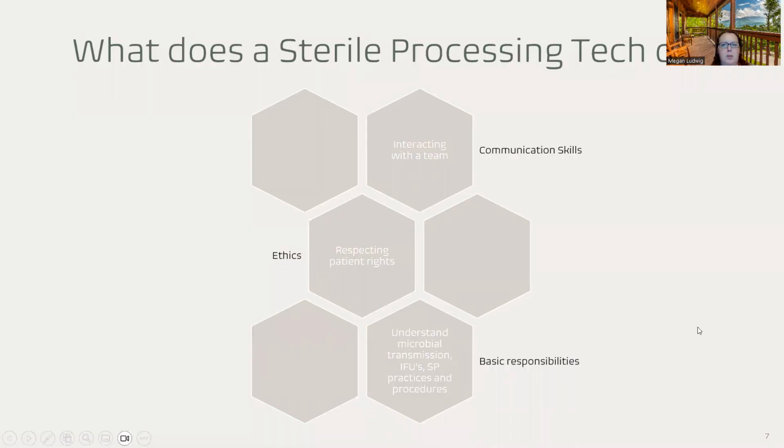So what does a sterile processing tech do? You probably have a little bit of an idea at this point, since some of you are choosing this as your career, okay? But there are other things that you may not necessarily think about. This one is probably the most common here under basic responsibilities. You have to understand microbial transmission. You have to understand how germs and bacteria stay on those instruments and could potentially cause infections to patients, right? That's an important skill.